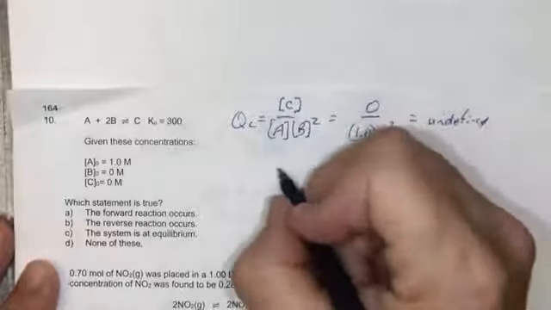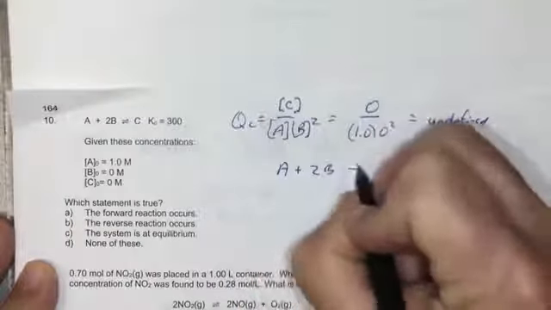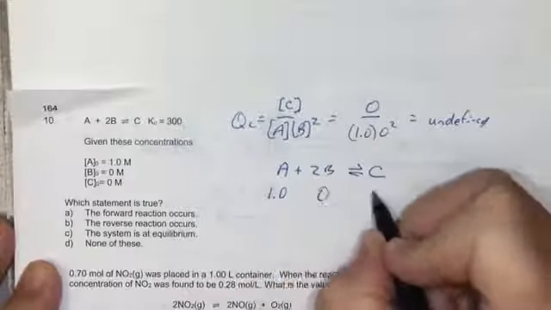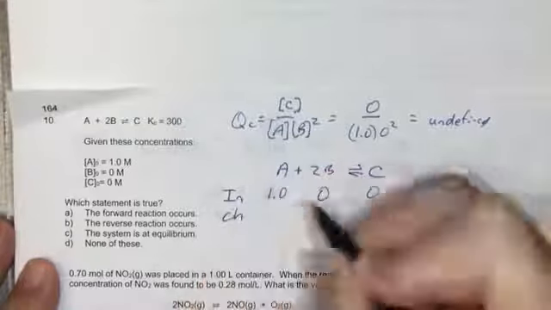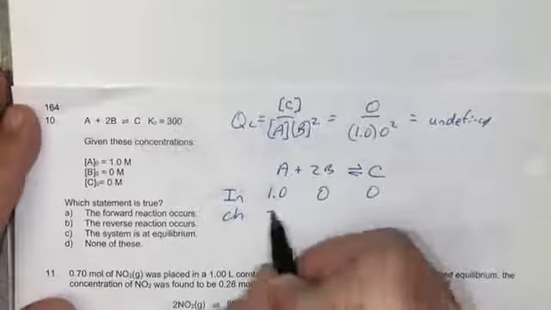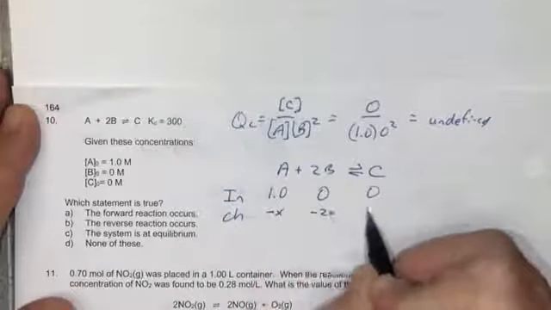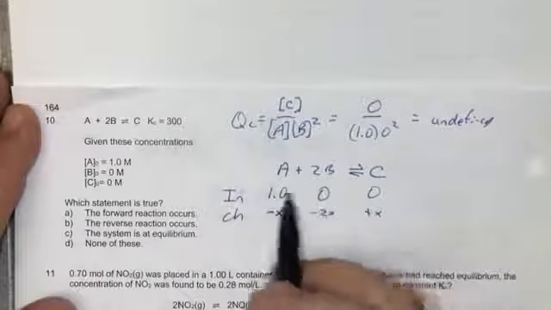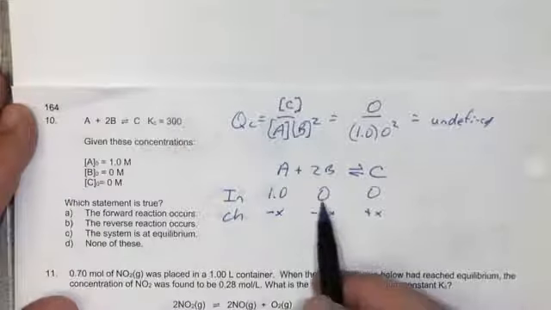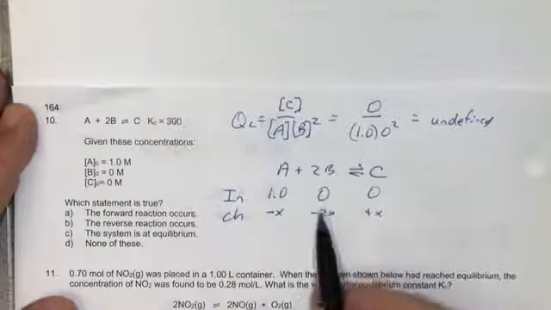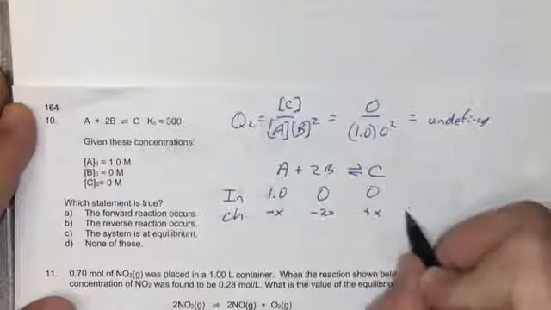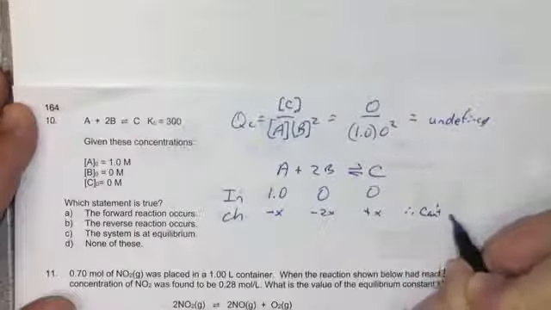Instead, let's look at the ICE table. A plus 2B in equilibrium with C, where initially I have 1 mole per liter of A, 0 of B, and 0 of C. If this is initial, what would go on the change line? Well, it can't go forward because if I go minus x, minus 2x, plus x, if it went forward, we would be reacting some of this. But you can't react any B because there's not any to react. You can't spend more money than you have. If B is already 0, you can't react it. It can't go forward.